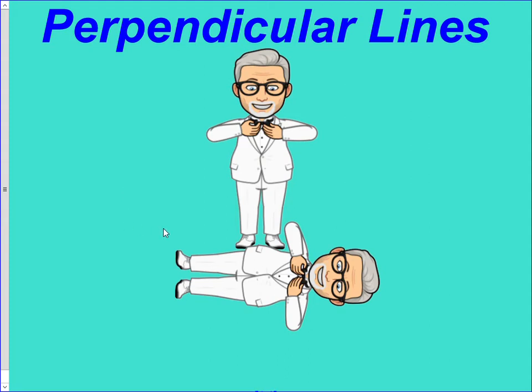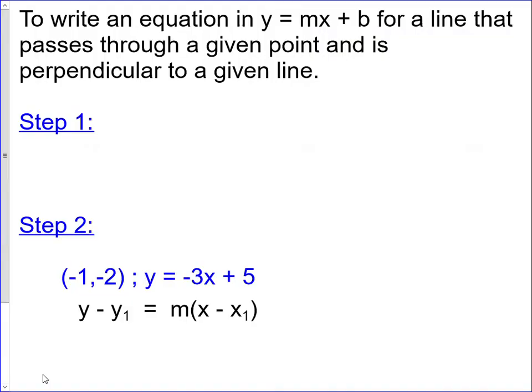Okay, we've already talked about how to write a parallel line that goes through a given point, but now let's talk about how to make perpendicular lines that go through a given point. So let's just jump right into this, and to write an equation in slope-intercept form for a line that passes through a given point and is perpendicular to a given line.